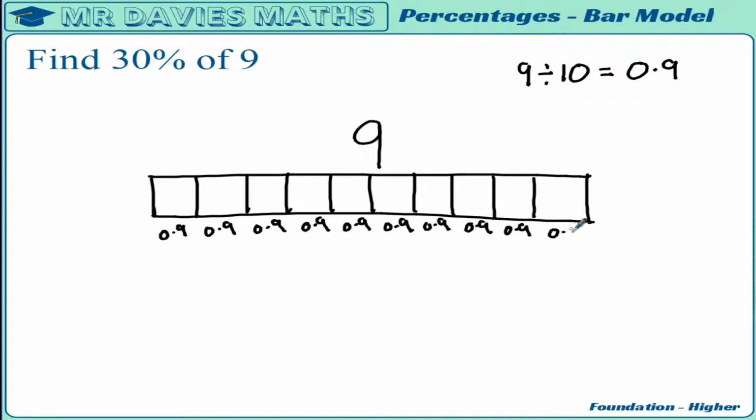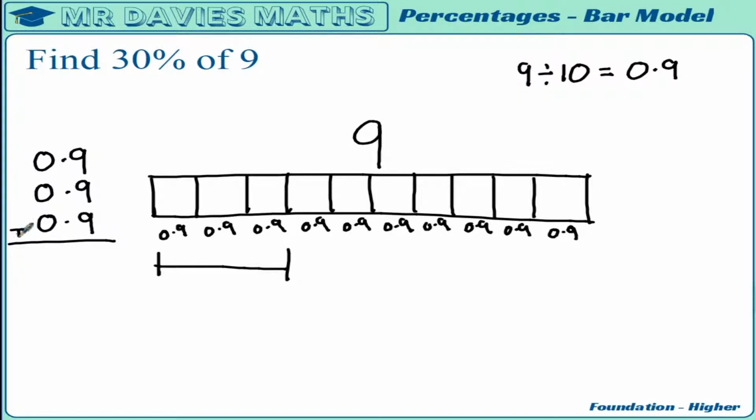Now I need 30% this time, so I've got to add up 0.9, 0.9, and 0.9. Some people can do that in their head. If you are a little unsure, just add 0.9 up 3 times. So 9 plus 9 plus 9 is 27, so 7, carry the 2 over. 0 plus 0 plus 0 plus the extra 2 is 2, and don't forget the decimal place in between, so my answer is 2.7.